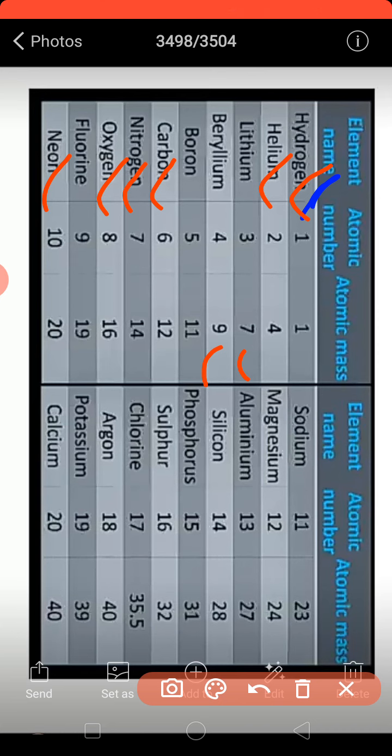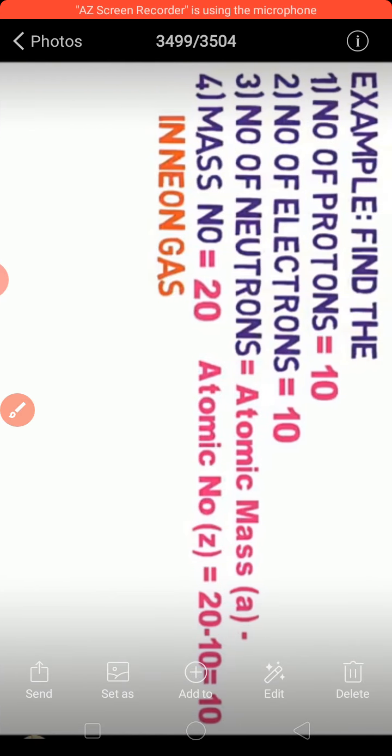And as I have already told you, please make a chart of your periodic table. I am telling you again and again, this is very important because the whole chemistry is based upon the periodic table. So it is very important for all of you. Moving to the next page now.